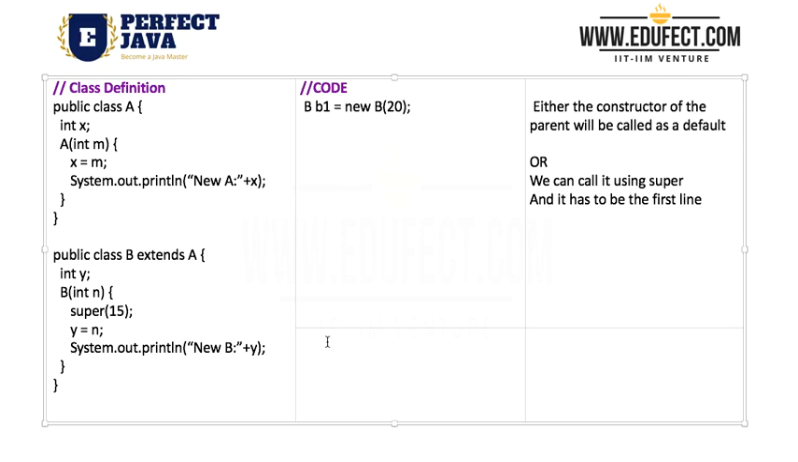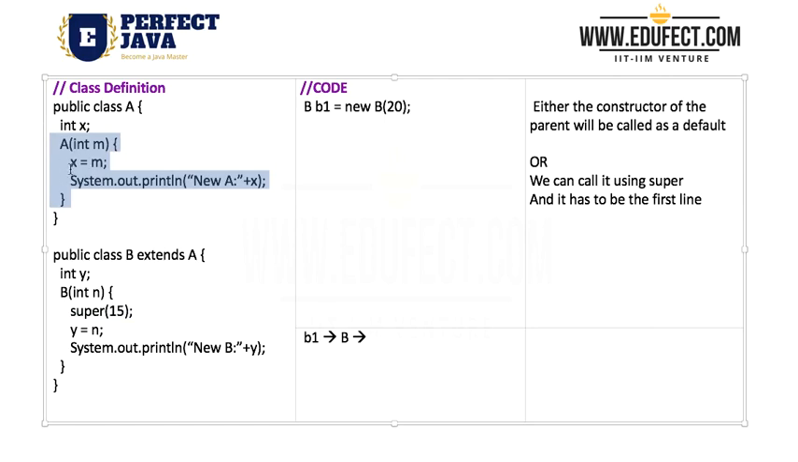So let's see here what will happen. We have declared variable b1 which is an object of type B, and then we are calling its constructor new B(20), which means this constructor gets called. Now in this constructor, what are we saying? super(15). What does super(15) mean? It is calling the constructor of the super class of B. What is the super class of B? A. The parent class of B, which is A, and it is calling it with the parameter 15. So is there a constructor of class A which takes an int as parameter? Yes. There is this constructor. So this constructor is getting called.